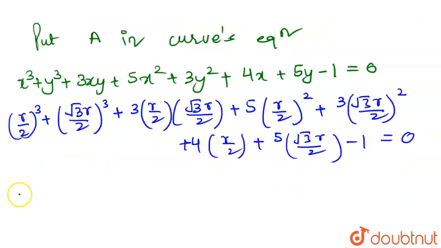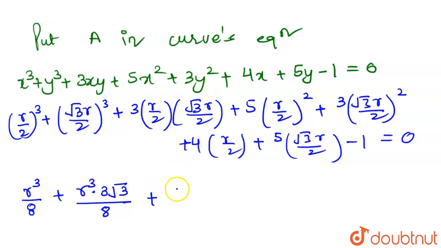Right, now we will open this equation and we will get r cube. 2 2s are 4, 2 4s are 8, so r cube by 8 plus r cube. Root 3 into root 3 gives us 3, and 3 into root 3 will give us root 3. So 3 root 3. This will become r cube into 3 root 3 upon 8, plus this will make it r square and 3 root 3. So 3 root 3 r into r will make it r square upon 4. Then we will have 5 r square by 4.